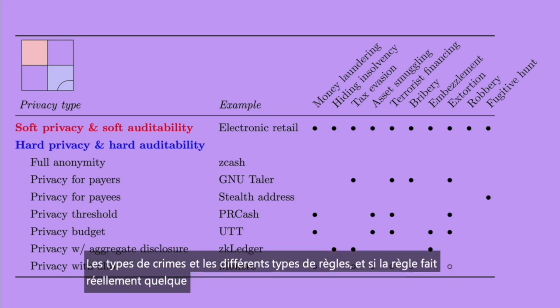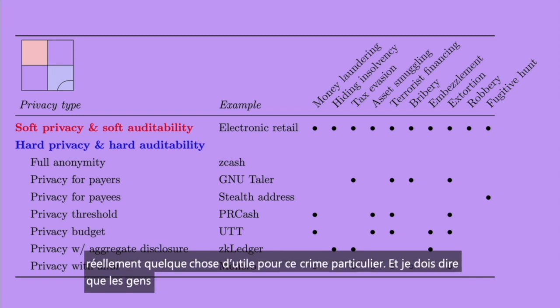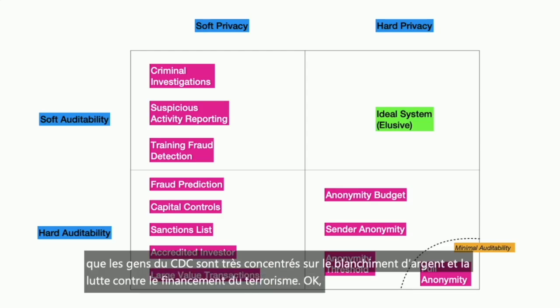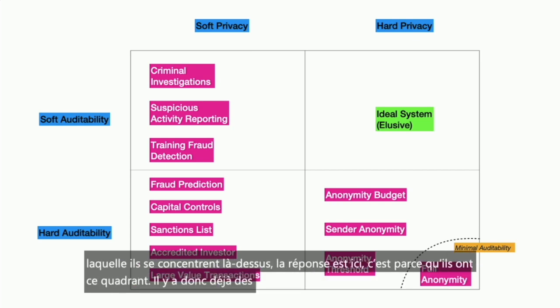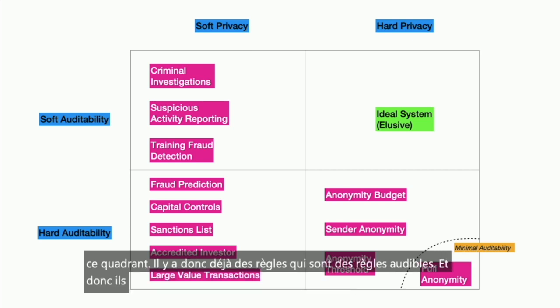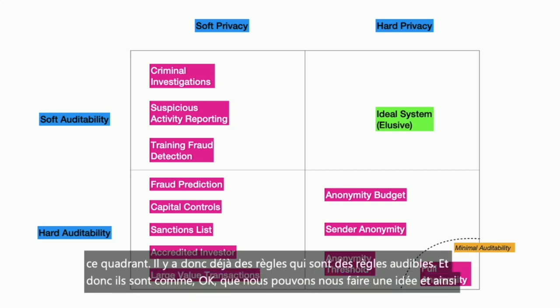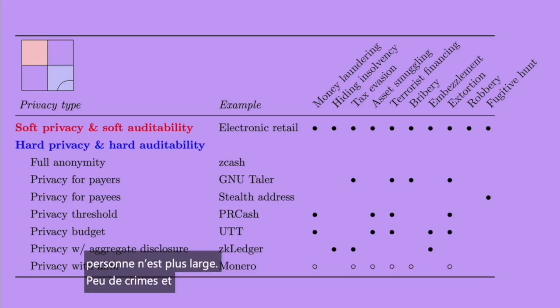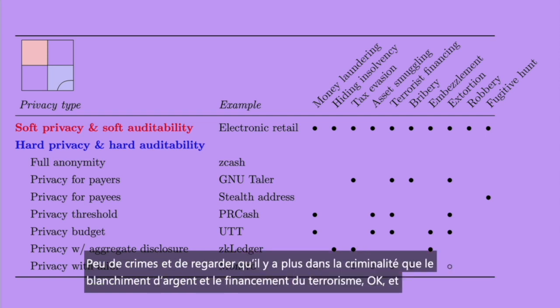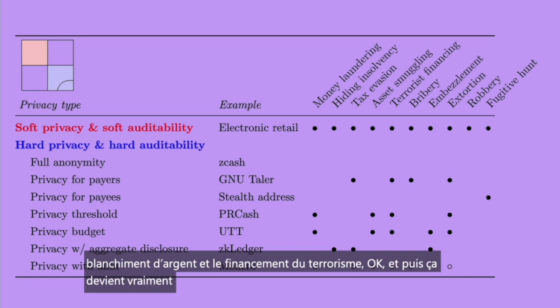And I have to say that the CBDC people are very focused on money laundering and counter-terrorist financing. Okay? The reason they're focused on it, the answer is right here, is because they have that quadrant. So there are already rules that are hard, auditable rules, and so they're like, okay, that we can wrap our heads around, and so we'll focus on those types of things. But no one's taking a broader view of crime and looking at that there's more to crime than just money laundering and terrorist financing, okay? And then it gets really hard and discretionary how you want to try and solve it. Okay. So those were the two main messages.